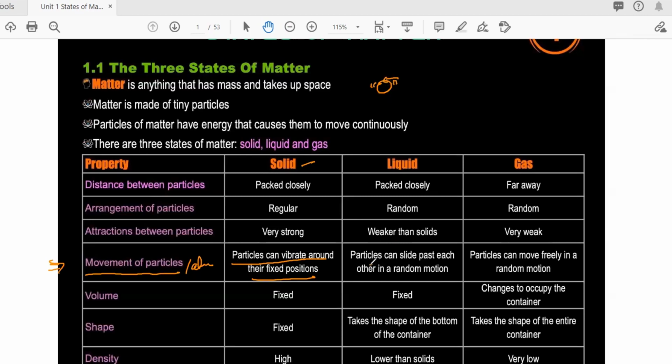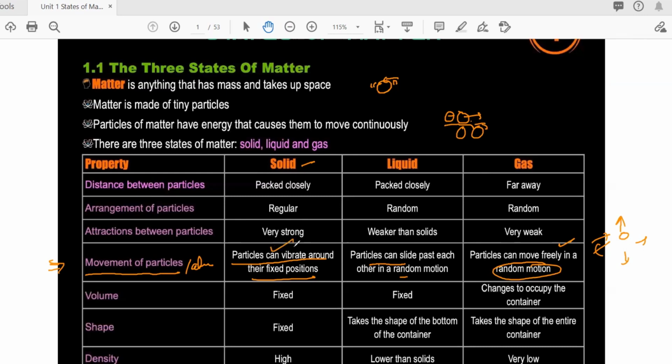But if you talk about the liquid, particles can slide and slip over each other. For example, one particle here, maybe this particle can move and it can come here. So in liquids, particles can move from one place to another. And if you talk about the gases, they are really free. They are in random motion. At any time, they can move in any direction. So that motion is known as random motion.